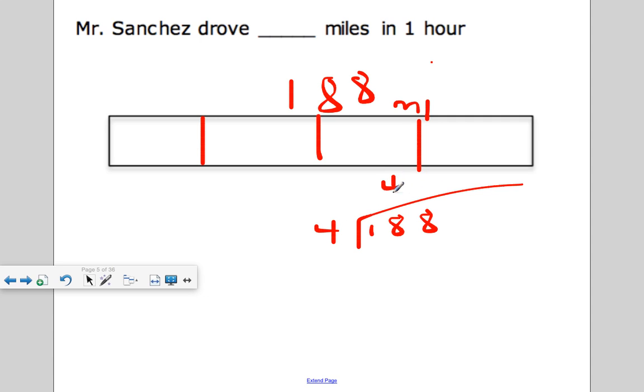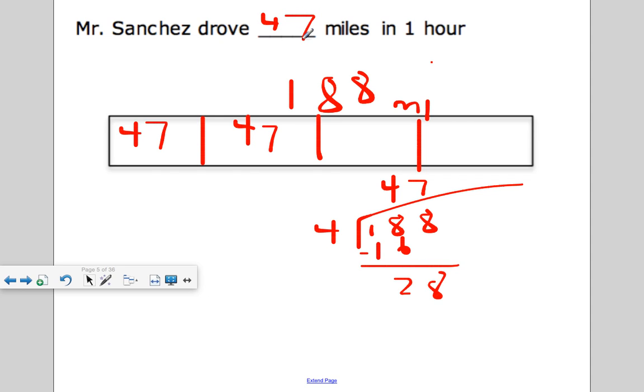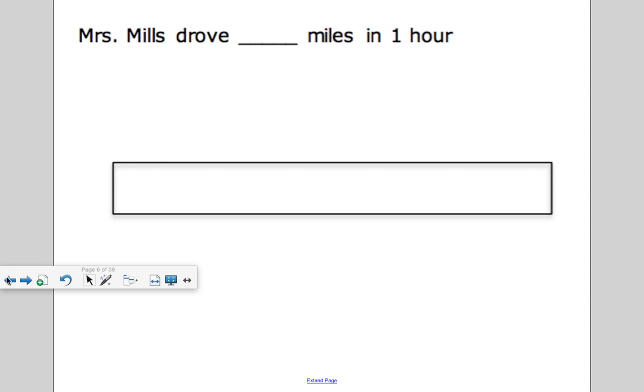4 goes in 4 times. 16. Subtract 18 and 16, you get 2, and then you bring down the 8. How many 4s go in 28? 7 times. So Mr. Sanchez drives 47 miles in 1 hour, another 47 in the next hour, and so on. In other words, he drove 94 miles in 2 hours, or 47 miles per hour. So Mr. Sanchez drove 47 miles in 1 hour, or 47 miles per hour. That's a slow driver. He must be using back roads.